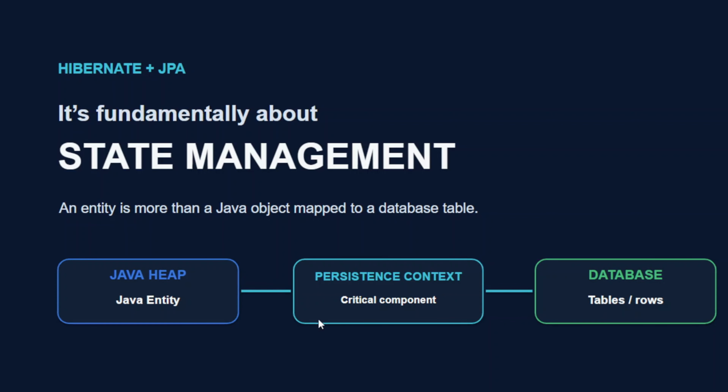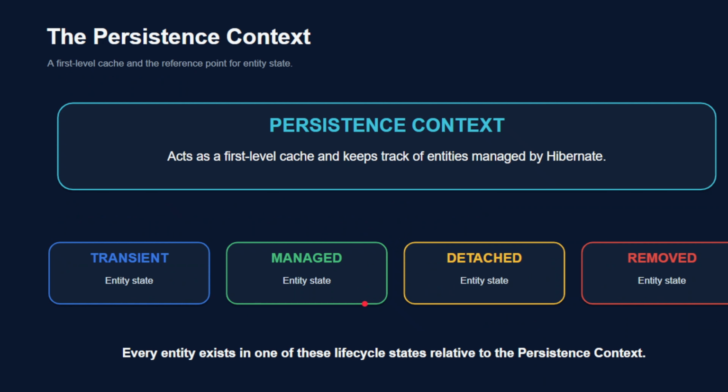In Java, working with Hibernate and JPA is not just about executing SQL queries. It is fundamentally about state management. Most developers think of an entity as simply a Java object that maps to a database table. But between your Java heap and your database lives a critical component, the persistence context. The persistence context acts as a first-level cache and a staging area.